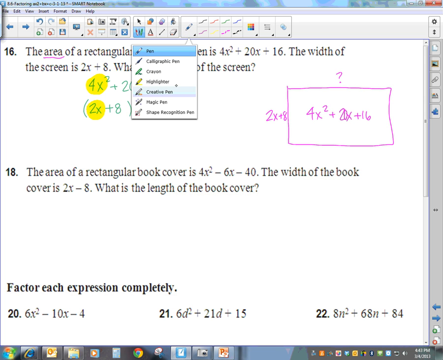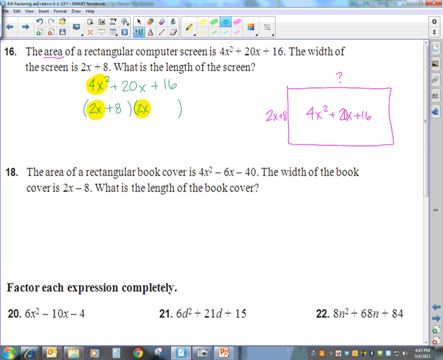And then to get the last terms, we have 8 times what gives me 16. Hopefully you know that that answer is 2. We have a plus here, which means my signs will be the same, and they'll both be the sign of my b term. So that means this is going to be the length of our screen. We're just working backwards. We're doing that factoring process, but they've done all the hard work for us.